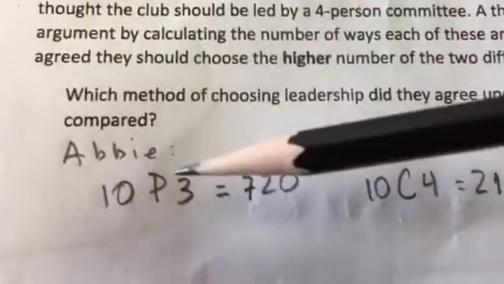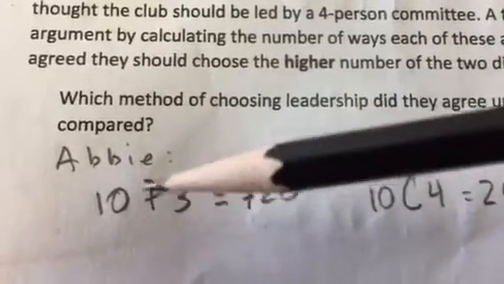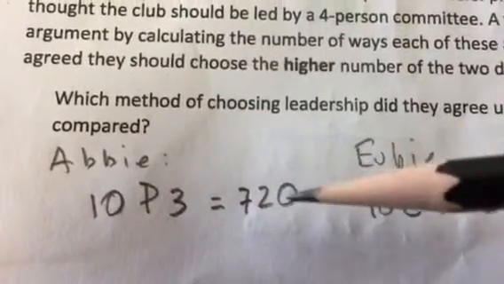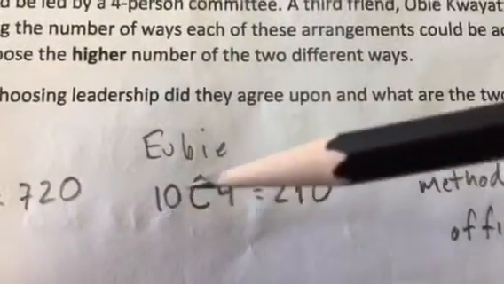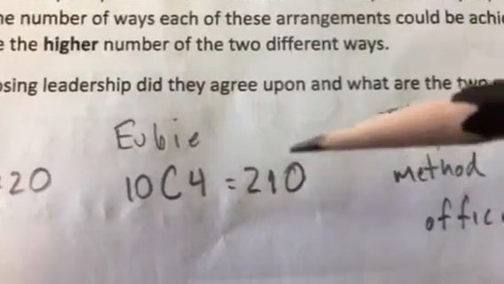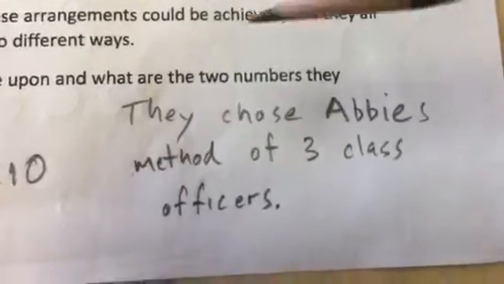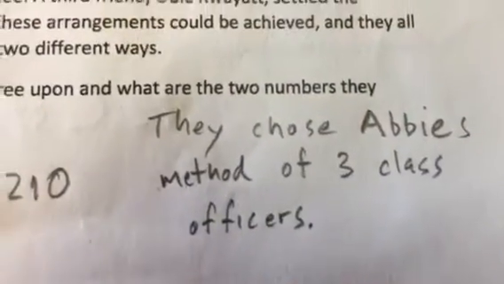So Abby is saying, out of 10 people, we're going to do a 10P3 calculation. That would be 720 different ways. Yubi was saying, let's have just the committee, so that'd be where the order does not matter. 10 choose 4 is 210, and so they agreed on the higher number, 720 different ways. They chose Abby's method of 3 class officers.